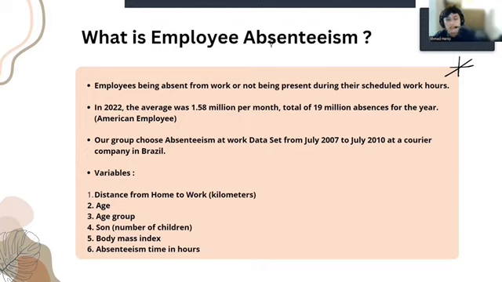So these are the variables that our data have. So first is distance from work to home, in kilometers. Second is age, and third is age group, and fourth is mean number of children. Fifth is body mass index, and lastly, absenteeism time in hours. So these might be variables that affect employee absenteeism. So I will pass to the next presenter.